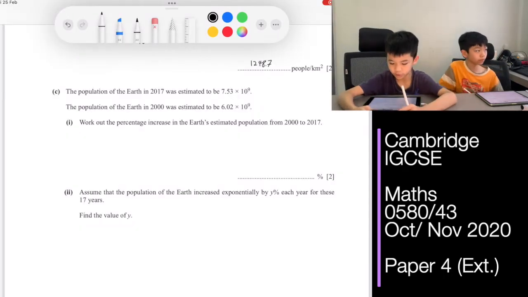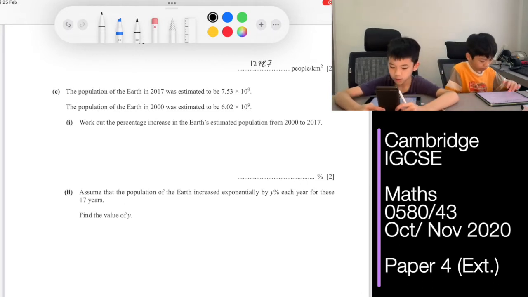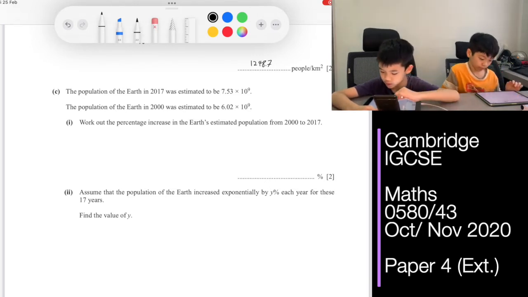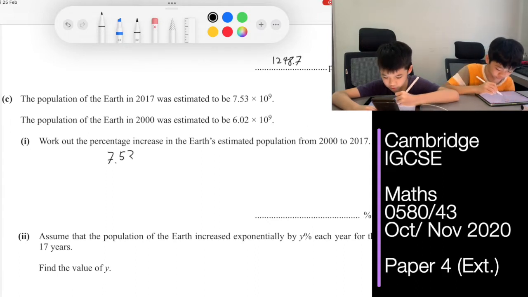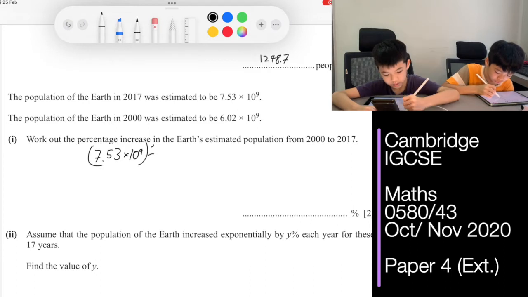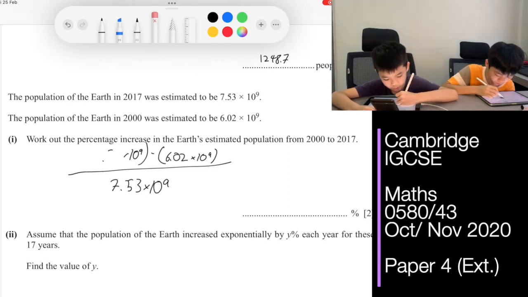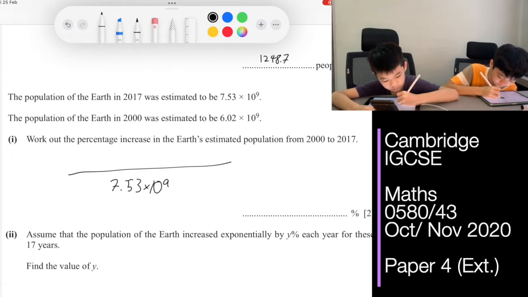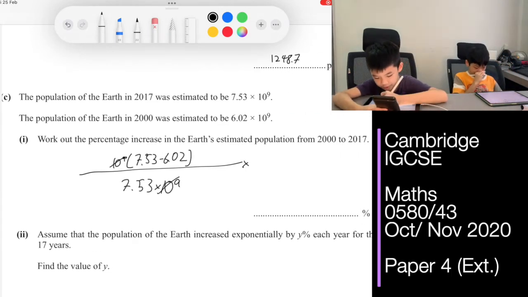Okay, for question C, the population of the Earth in 2017 was estimated to be 7.53 × 10⁹. The population of the Earth in 2000 was estimated to be 6.02 × 10⁹. Work out the percentage increase in the Earth's estimated population from 2000 to 2017. So it'd be 7.53 × 10⁹ minus 6.02 × 10⁹ over 7.53 × 10⁹. And the top part, we can basically factorize the 10⁹. Then we can cancel this and this. That would give us, multiply by 100, that would give us 20.05.